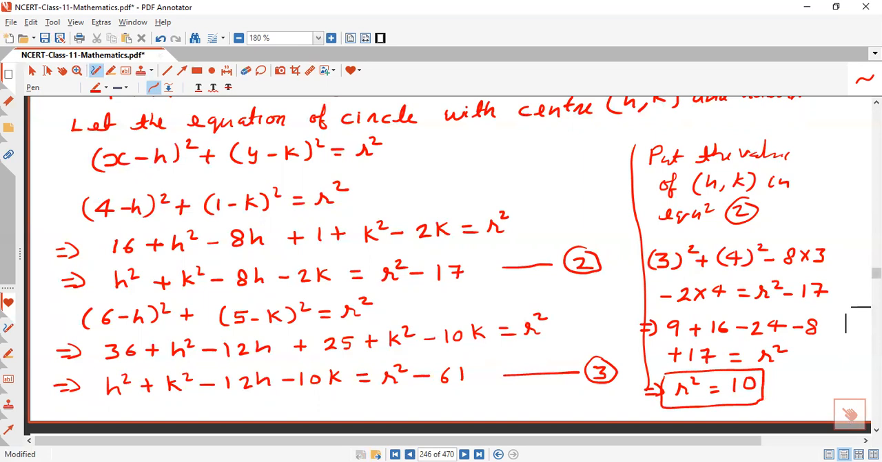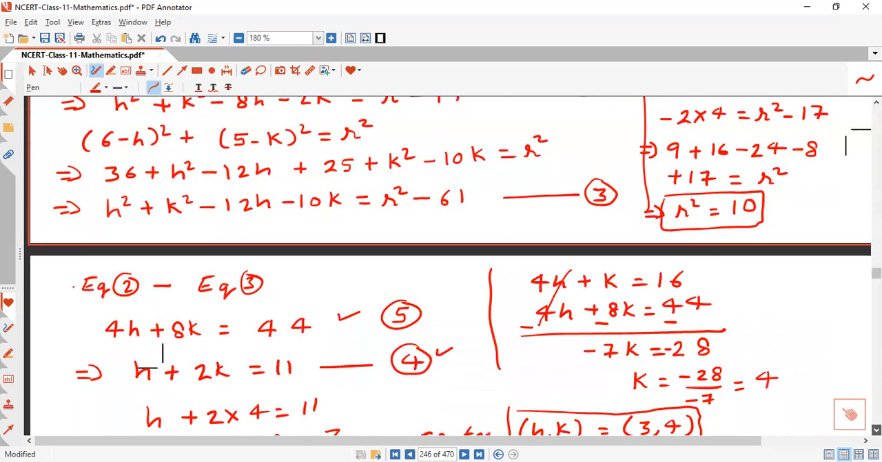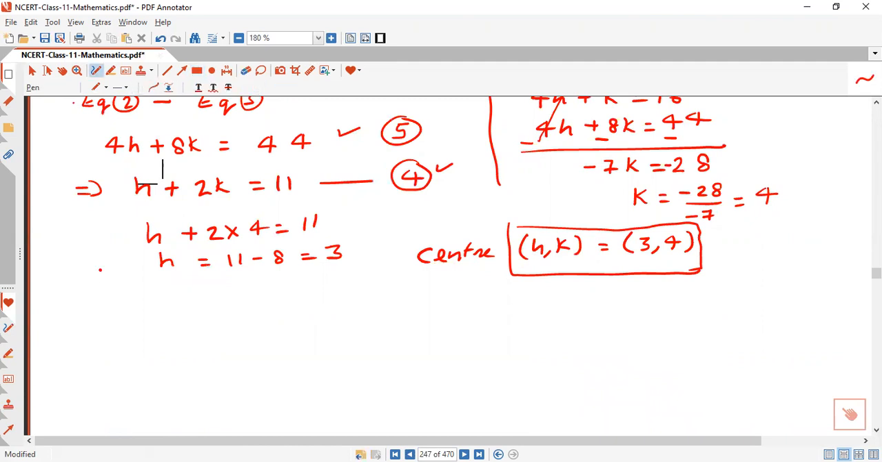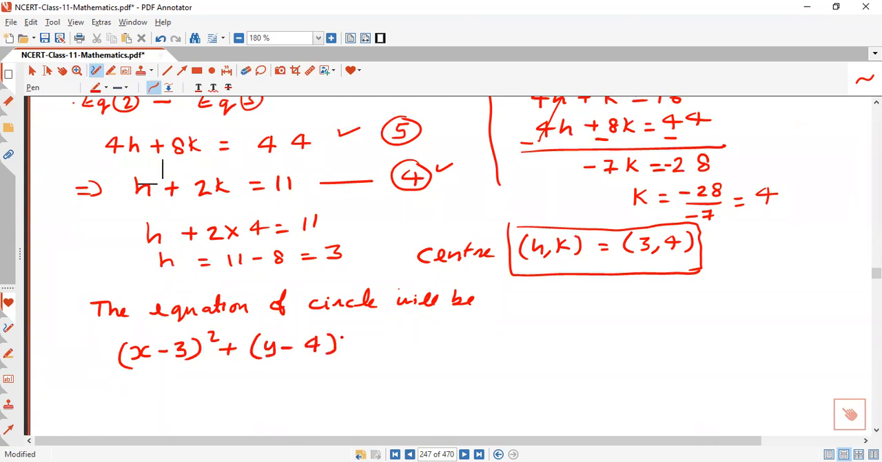So now h, k is known to us, r square is known to us. So now we know the equation of the circle. The equation of circle will be x minus 3 whole square plus y minus 4 whole square equal to 10. This is the answer of this question.